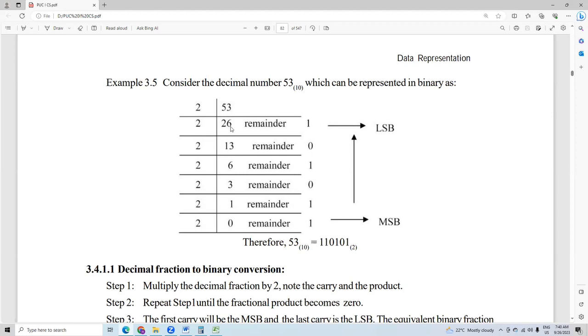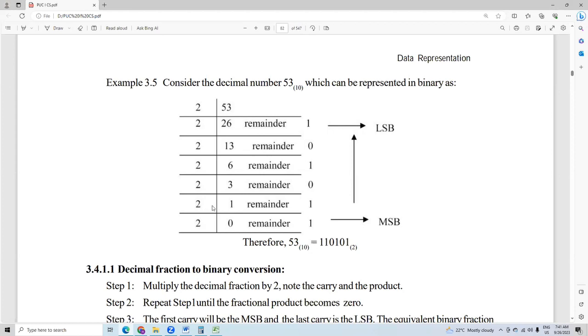2 13s are 26, so 26 minus 26 is 0. Then 2 6s are 12. 13 minus 12 is 1. 1 is the remainder and 6 is the quotient. 2 3s are 6. 6 minus 6 is 0. Remainder is 0, but quotient is 3. 2 1s are 2. 3 minus 2 is 1. Remainder is 1, quotient is 1.